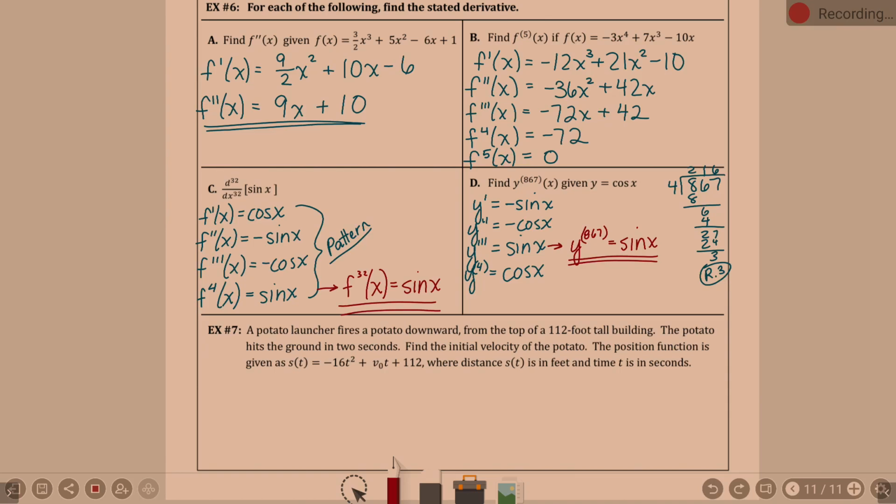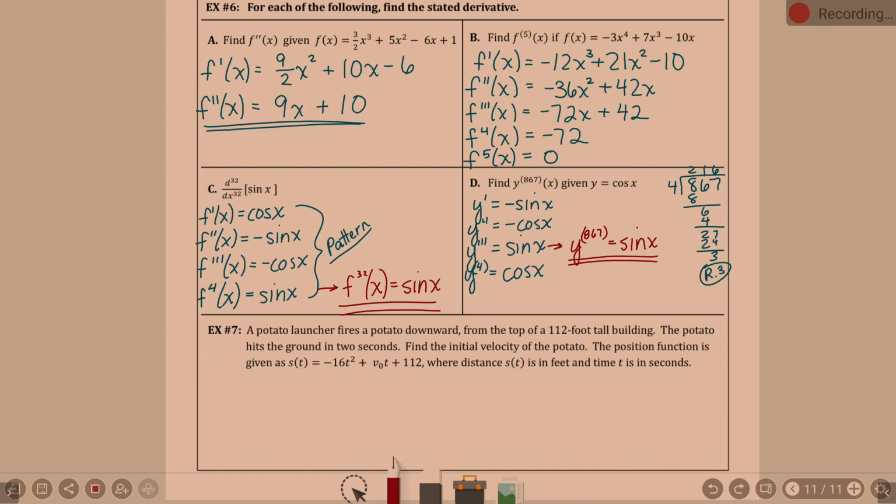What I can't get probably is example 7. A potato launcher fires a potato downward from the top of a 112-foot building. The potato hits the ground in 2 seconds. Find the initial velocity of the potato. The position function is given. And basically, they want you to find initial velocity, which means they want you to find that V naught.